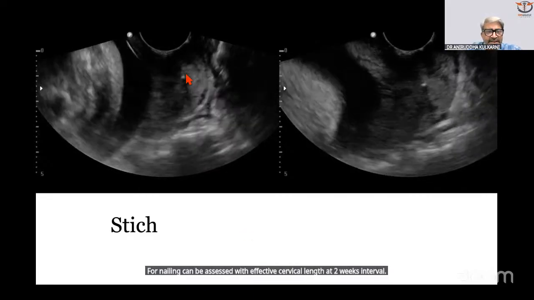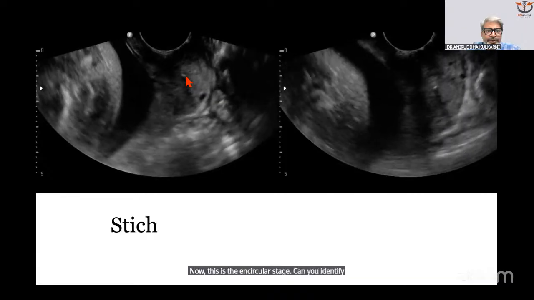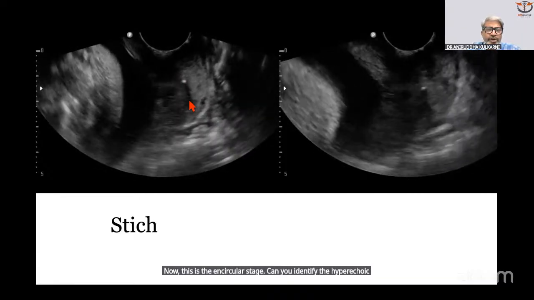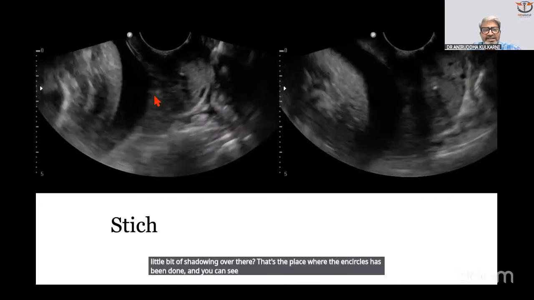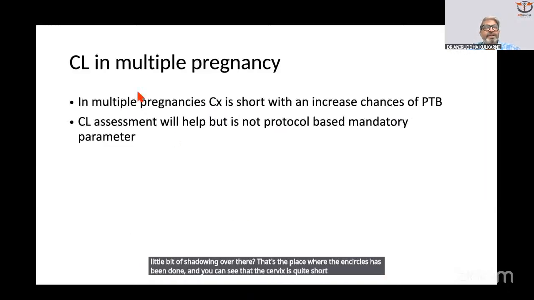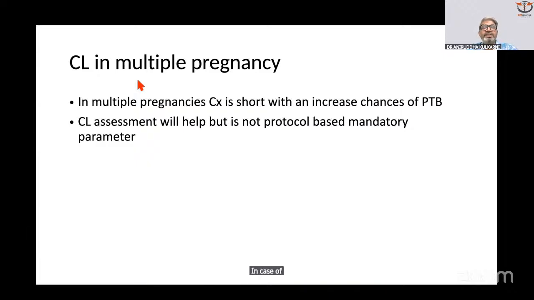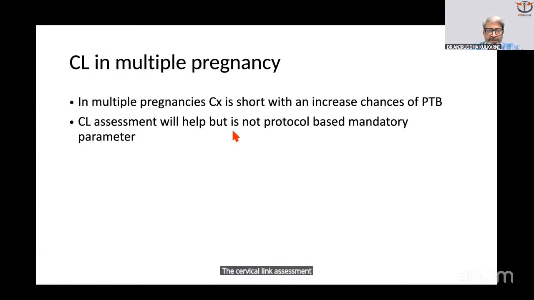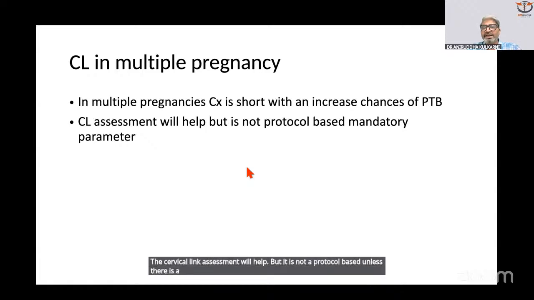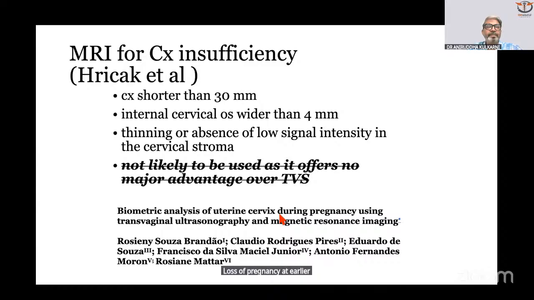Now, this is the encircler stitch. Can you identify the hyperechoic dot with a little bit of shadowing over there? That's the place where the encircler has been done. And you can see that the cervix is quite short in this patient. In case of a multiple pregnancy, obviously, the cervix can be short and there are again increased chances of PTB. The cervical length assessment will help, but it is not protocol based unless there is a mandatory parameter in terms of loss of pregnancy at an earlier period of gestation.